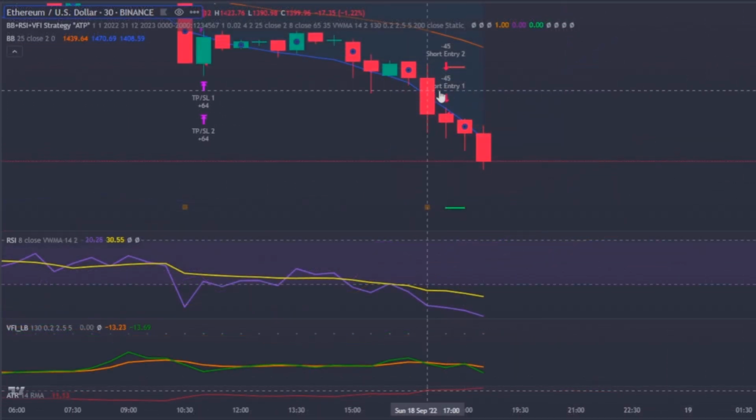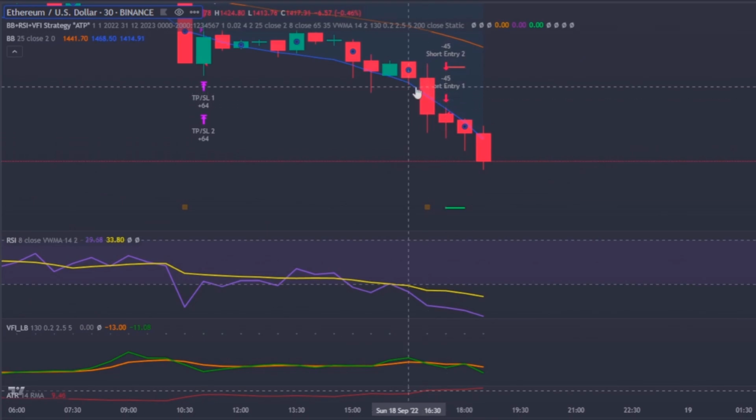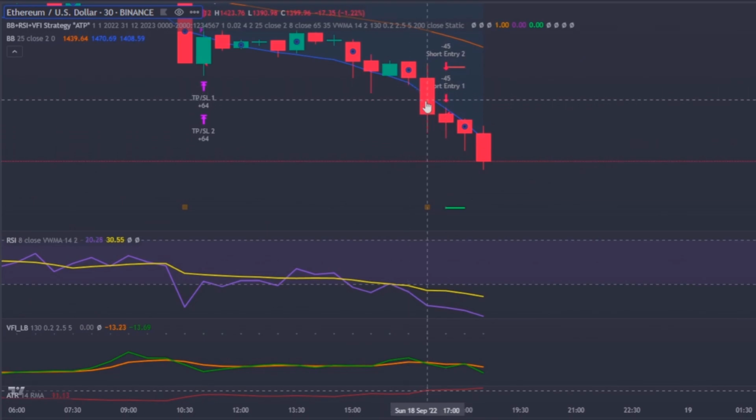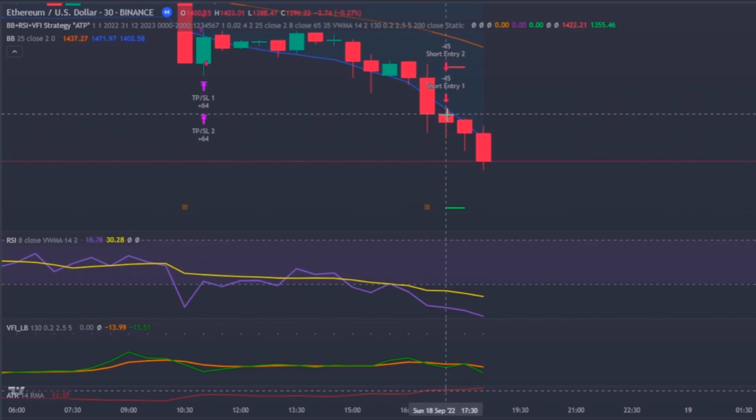Let's look into a short trade example. Here we can see that the price crossed and closed under the lower band of the Bollinger Bands, the RSI is below the yellow line and under level 35, and the volume flow green line is below the orange one and it is under the zero level. So we will enter at the close of the signal candle, which is this one.